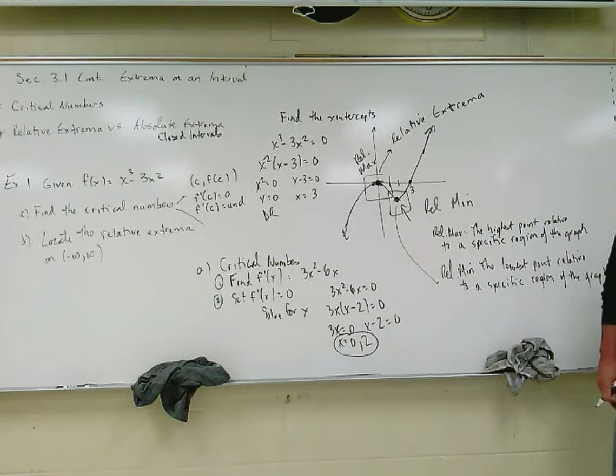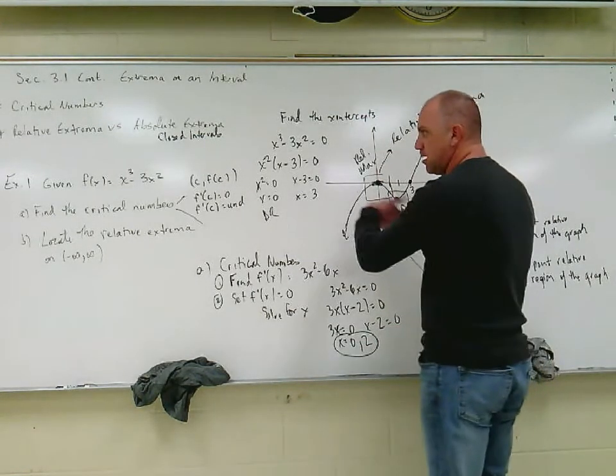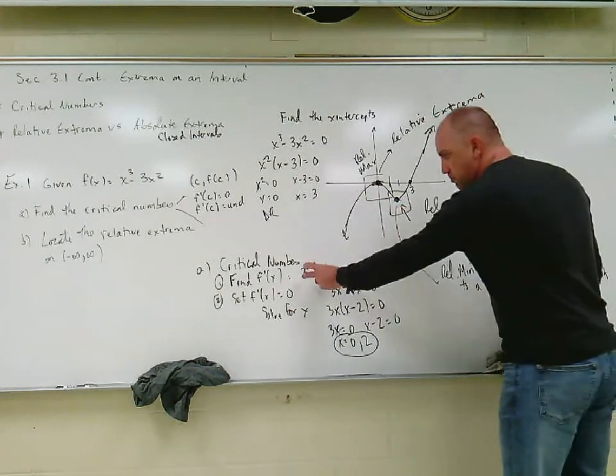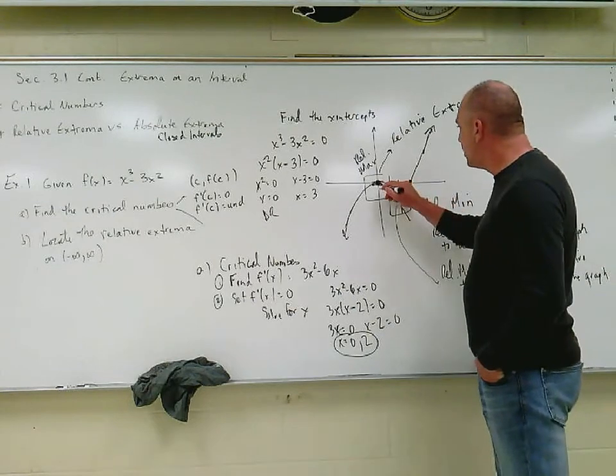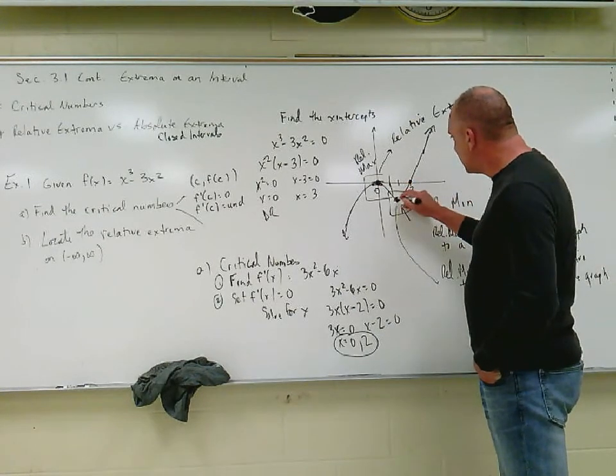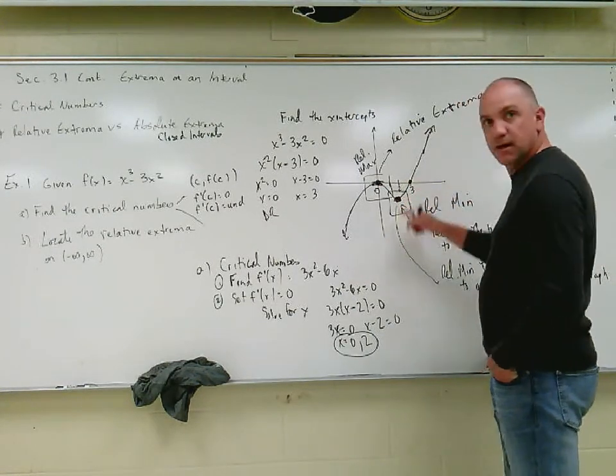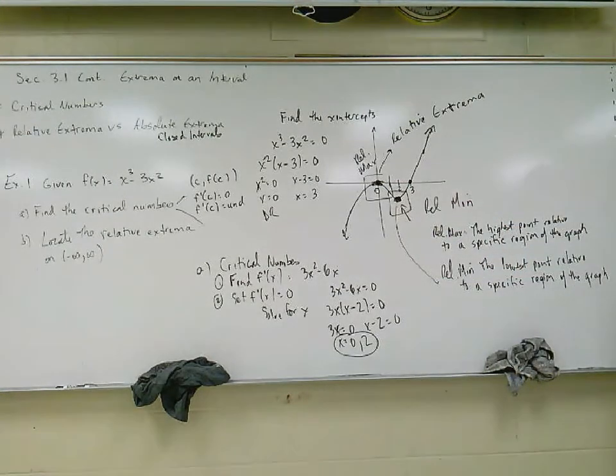Okay? Notice I'm not worried about it being undefined because there was no fraction in my derivative. Okay? So let's see if that makes sense. So here, and this means that this valley is at 2. Okay? All right.